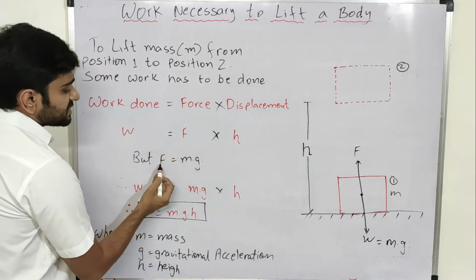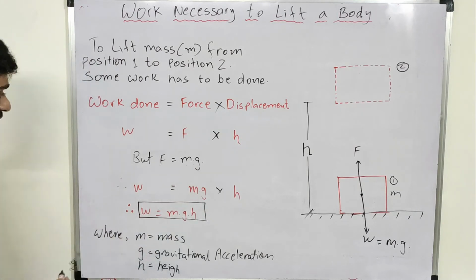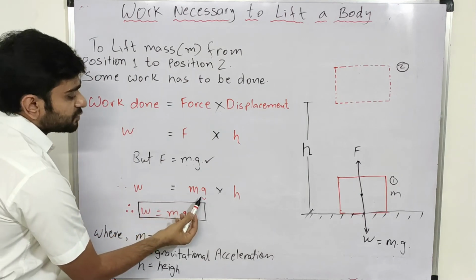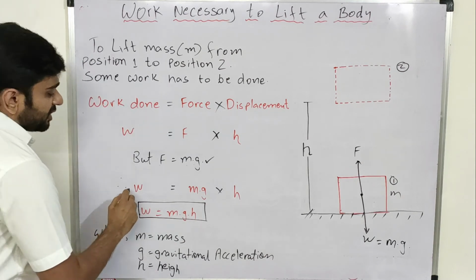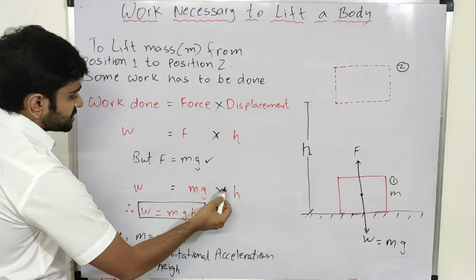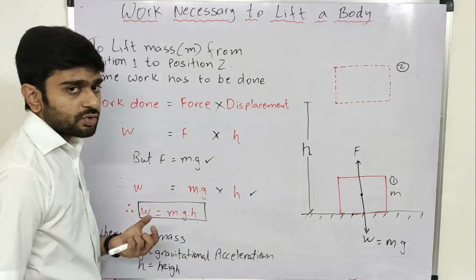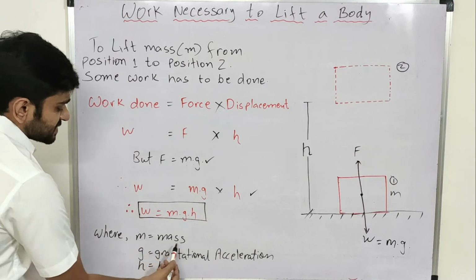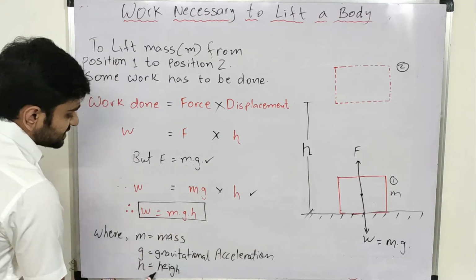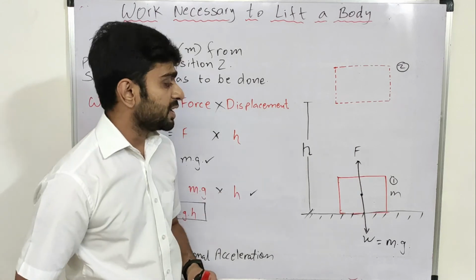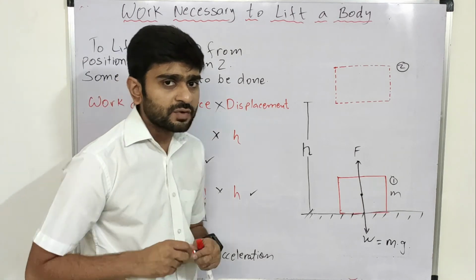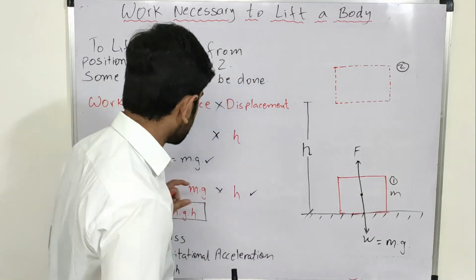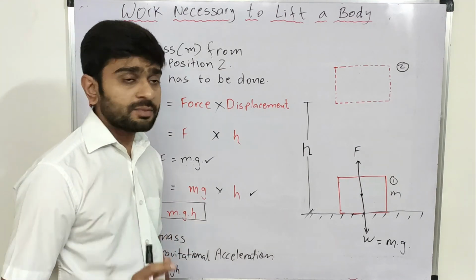So here I will be replacing this F with mass into gravitational acceleration, m into g. So W is equal to m into g into this displacement, that is small h. In this way we have the formula W is equal to m into g into h, where m is mass, g is gravitational acceleration, and h is the displacement, this small h. So basically now we have this formula W is equal to mgh, that is work done required to lift any body. This is the universal formula to find out work done to lift any body.